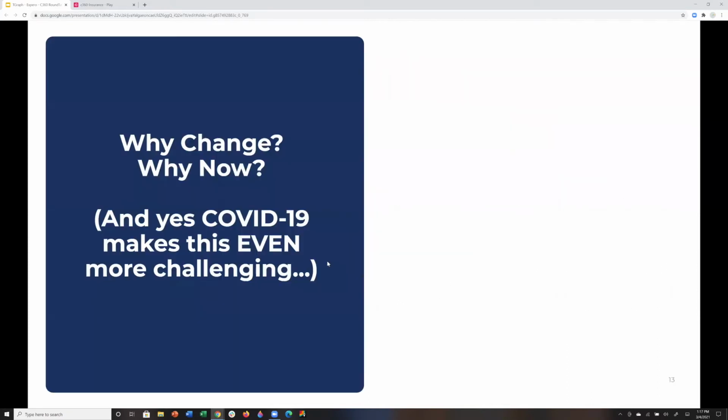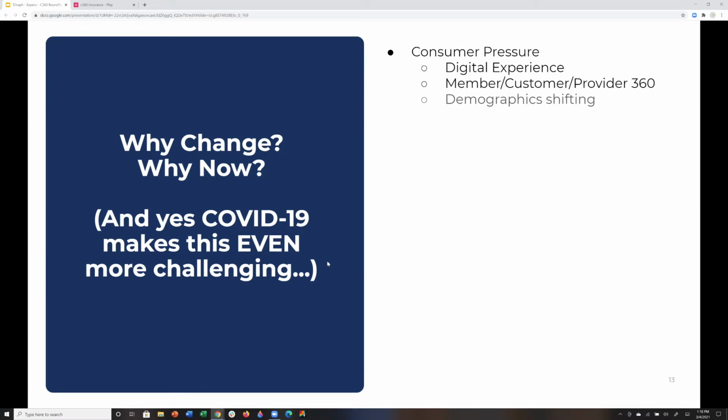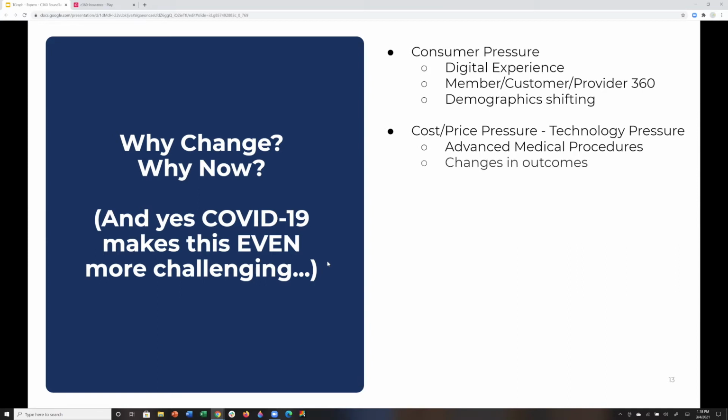Next slide, please. So why change now? Okay, we have a lot of pressure from the consumer side. They have digital experiences. They have a member, customer, product 360. We have demographics that are shifting. We have a legislative and regulatory environment that's changing. We have cost and price pressure. We're seeing medical procedures transformed in this new world we're living in. There are changes in outcomes that are completely different.